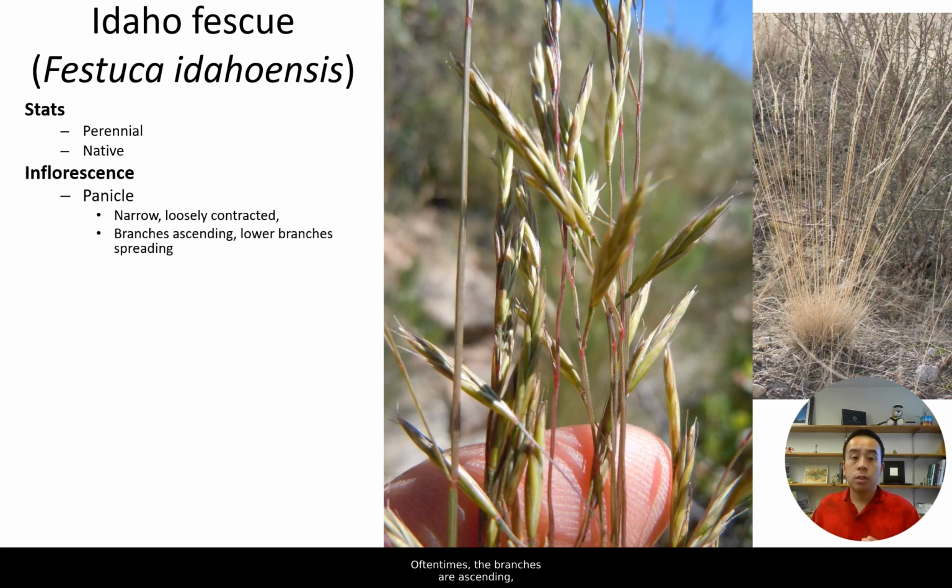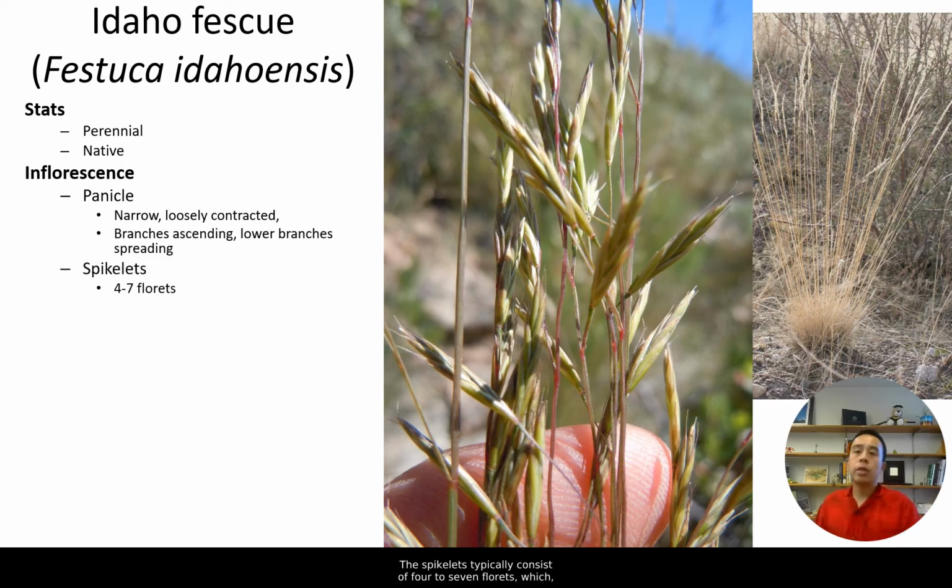Oftentimes the branches are ascending and lower branches are spreading. So again, that means some of these upper ones that you see in this close-up view are typically ascending, going upwards, and then the lower spikelets on the inflorescence are often spreading, lower down on the inflorescence stalk, the panicle.